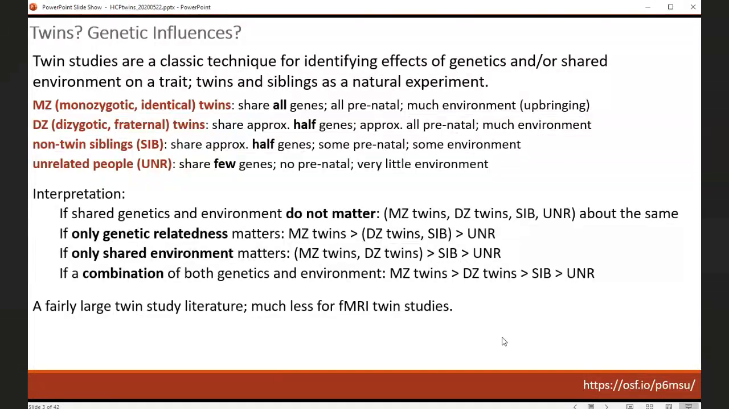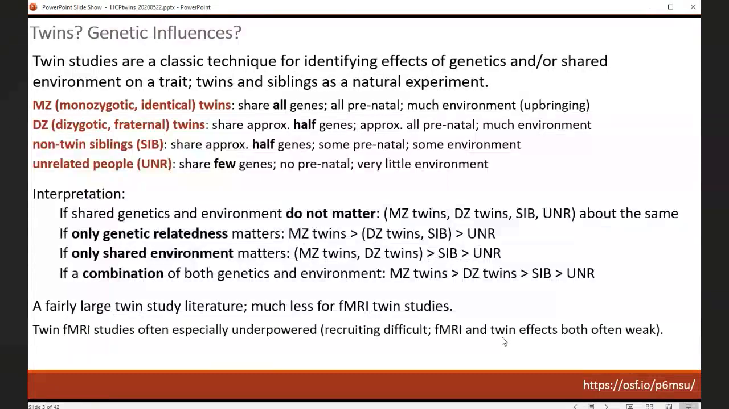There's not nearly so much for fMRI twin studies. That's, I think, mostly because of power: twin fMRI studies tend to be especially underpowered. It's hard to recruit, and then you have weak, messy fMRI effects plus weak twin effects, so you need a lot of people. But the HCP data set is fairly large. So when we were trying to figure out what data set might be suitable for testing some of these methods, we went with the HCP.